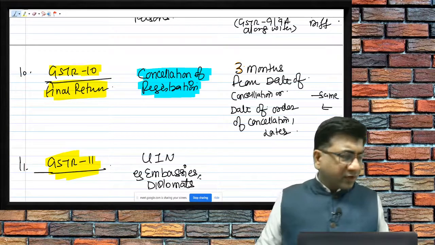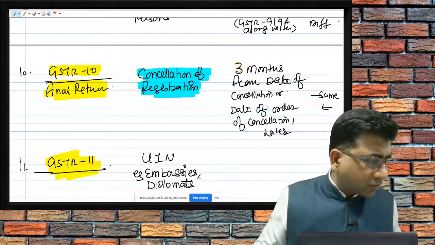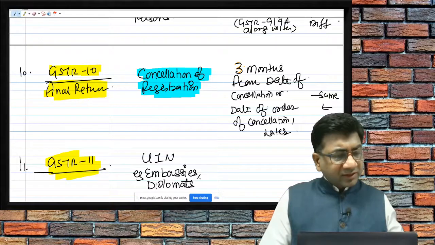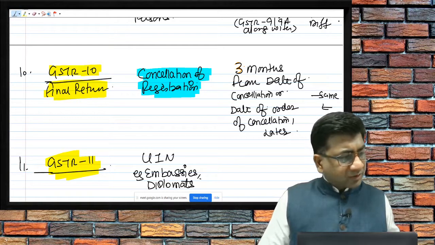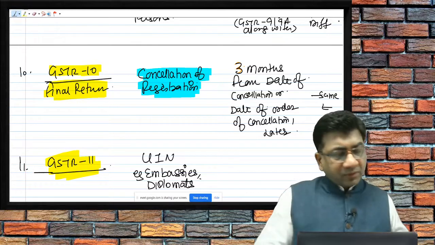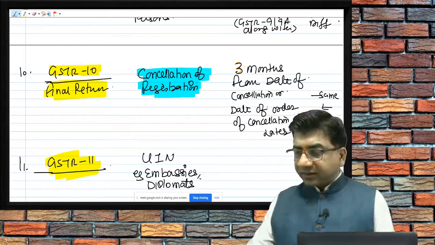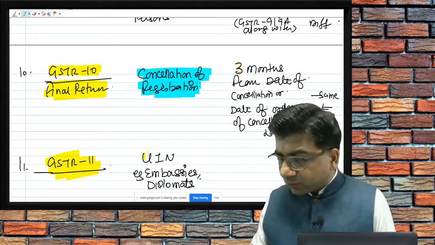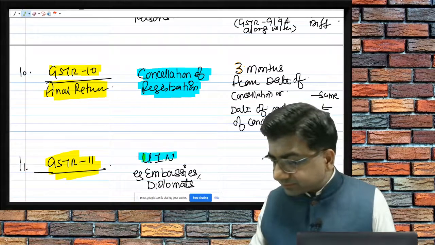And what is the time limit for them? Is some time limit mentioned or not mentioned? Just look at the time limit. Go to the rules and find out the time limit. See, no time limit specifically is mentioned. You have seen the rules also.